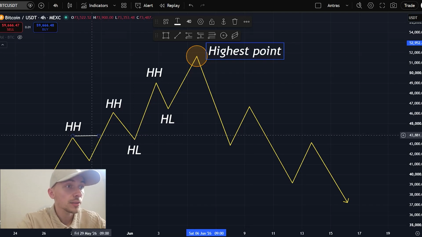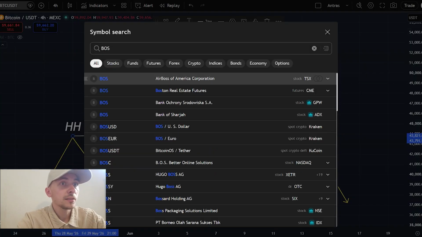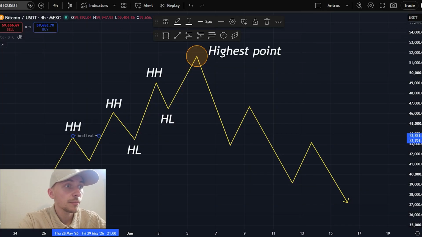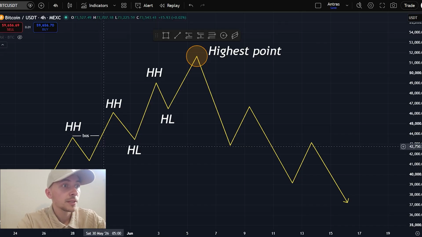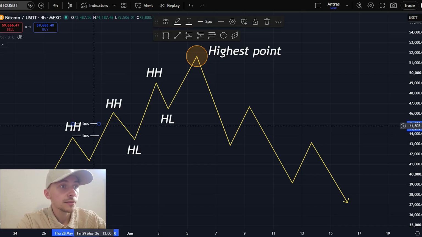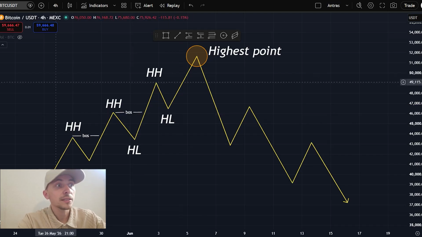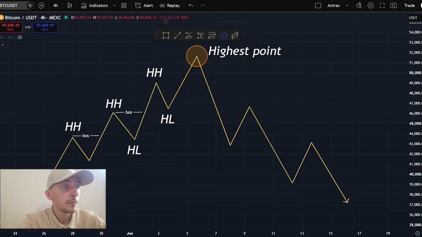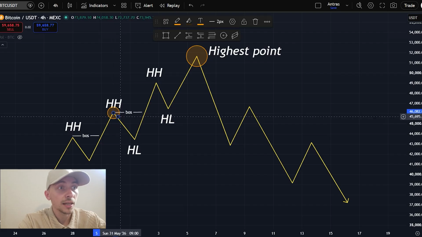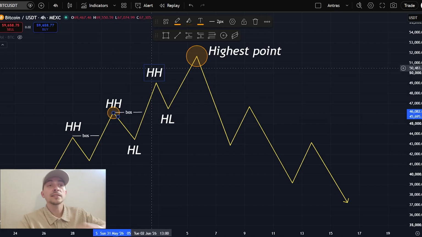So we have the BOS. We have the BOS here, not here. We all know that the BOS is here. Quick reminder, it has to be above our previous high. That's how we form a BOS and wait for the new high.